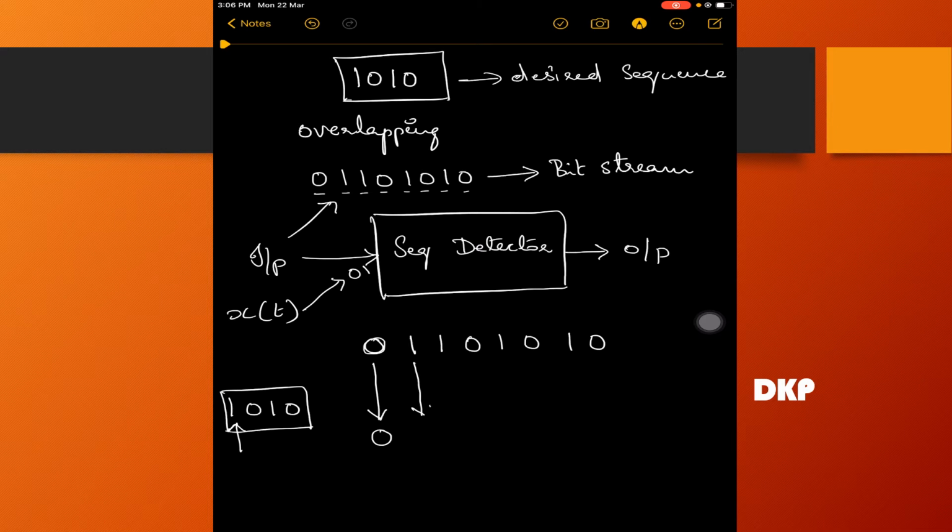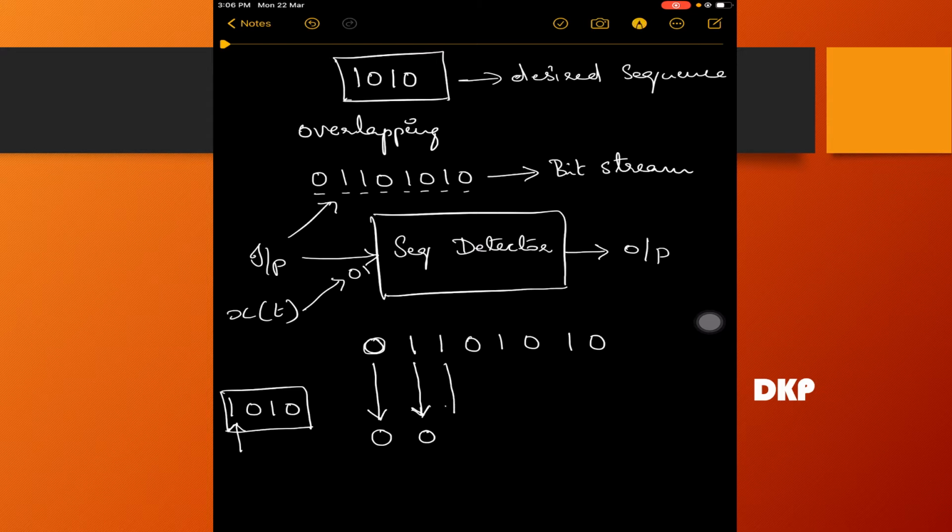Now the sequence detector will take the next input. Next input is 1. But there is a possibility that this is the start of your desired sequence, 1 0 1 0. Thinking that, your sequence detector will give an output 0, though the first bit of your desired sequence is 1, because the sequence is not complete. For a complete sequence, you have to get 1 0 1 0. Therefore, here the output is shown as 0.